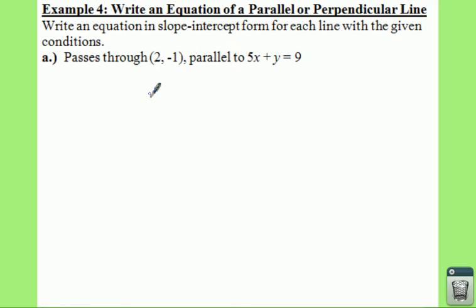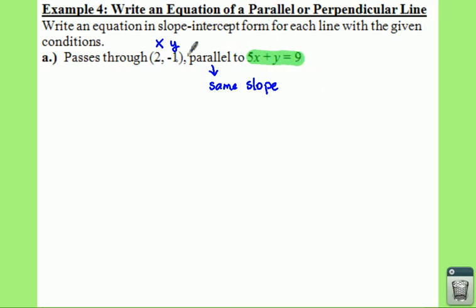We need to write a new equation for a line that has these given conditions. So notice we are given an x and a y, and we're going to be parallel to this line. Well, we know that parallel lines have the same slope. So what we need to do is find the slope of our equation right here.